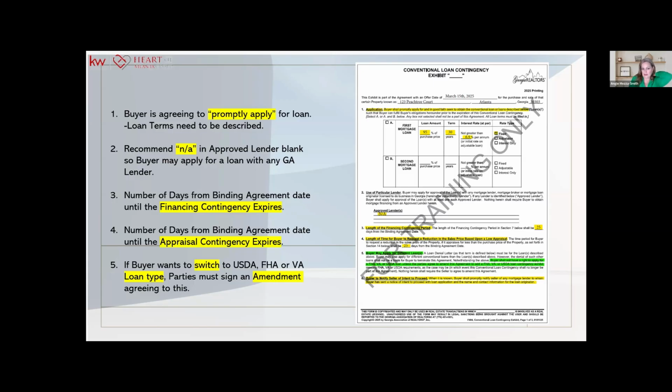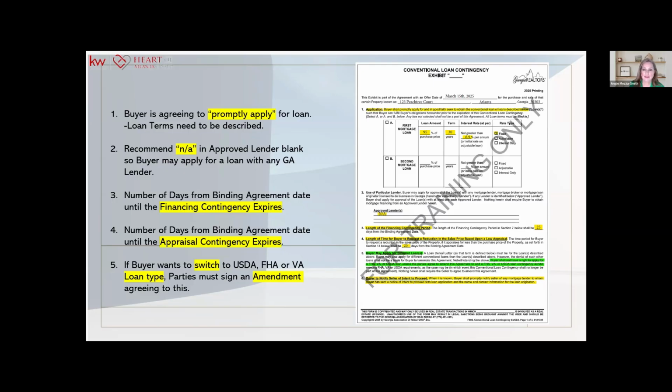Now, this financing contingency, which we'll go over in detail in the terms on our loan exhibit, we have to remember it doesn't say prove to me you're qualified. It actually says just the opposite. It says prove to me you're declined.